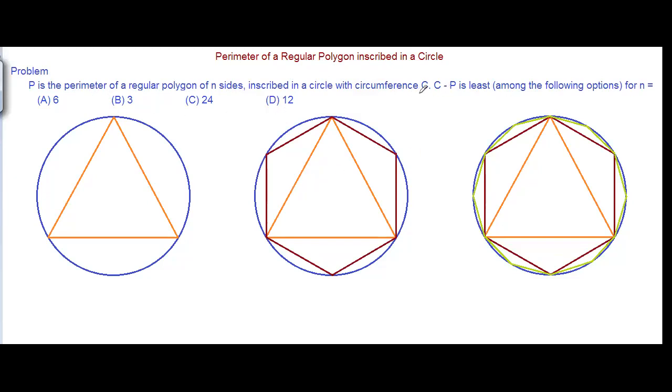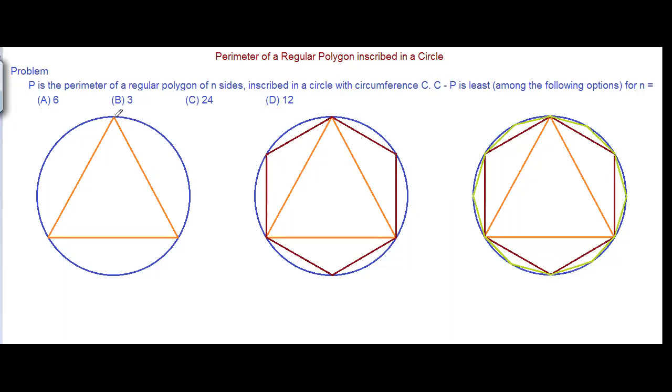So when we say C minus P is least, it means it is to be decreased. That means the difference between the circumference of the circle and the perimeter of the polygon inscribed in the circle should decrease. It means the perimeter of the polygon should come nearer to the circumference in value.